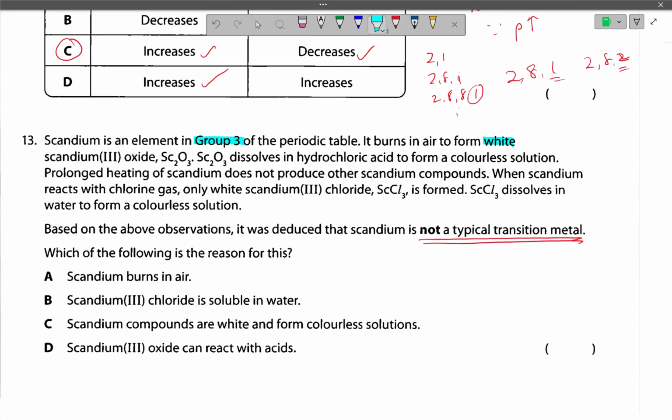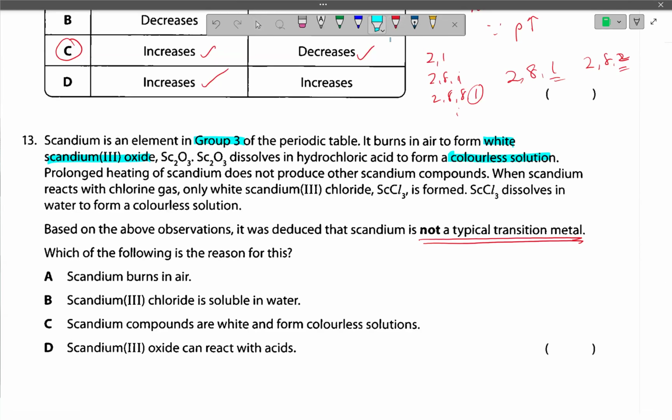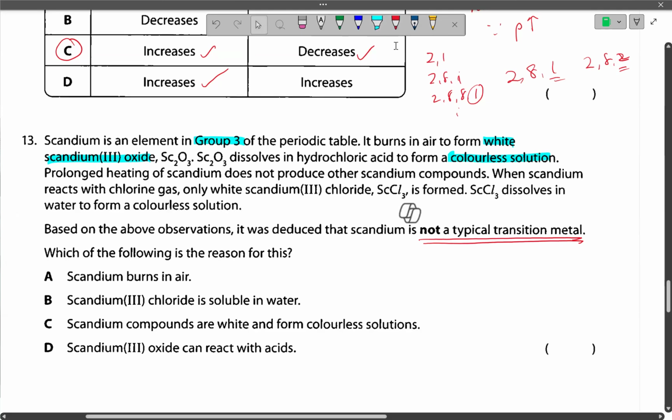It forms a white oxide. Now, do you realize transition metals form colored compounds? White is more typical of group 1 and group 2, but interestingly, this one is white. Colored solution, again, transition metals usually have a colored solution, like copper is blue, iron 2 is green. A lot of different colors for transition metals. So colorless is also not very typical, but could be possible.